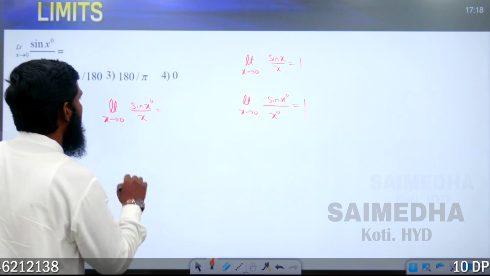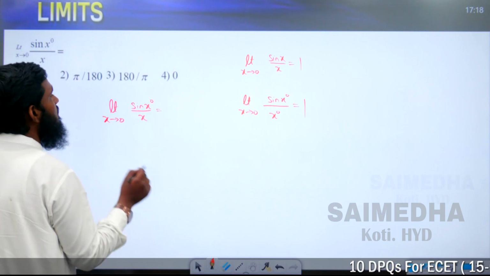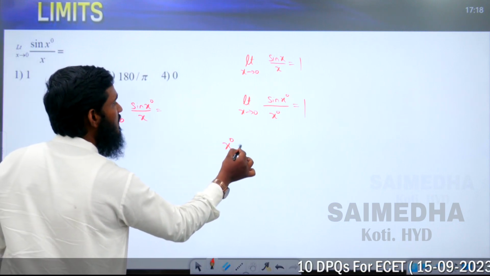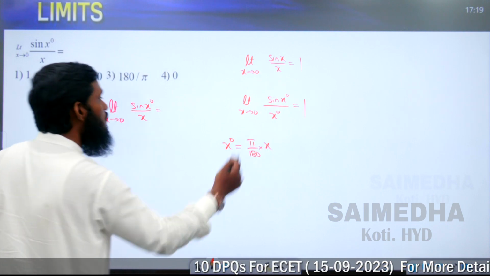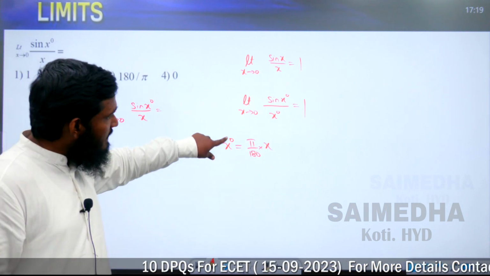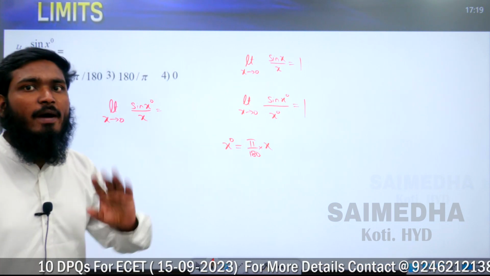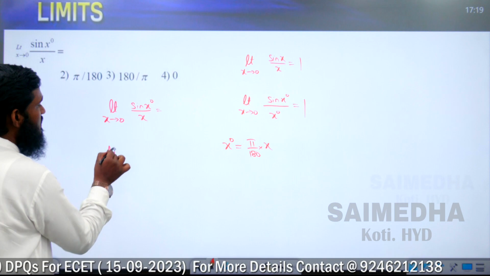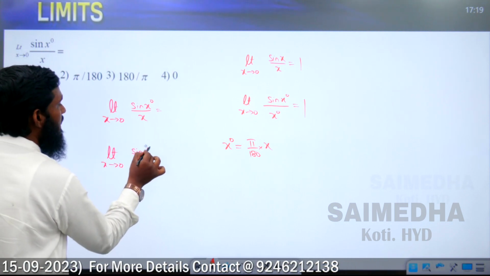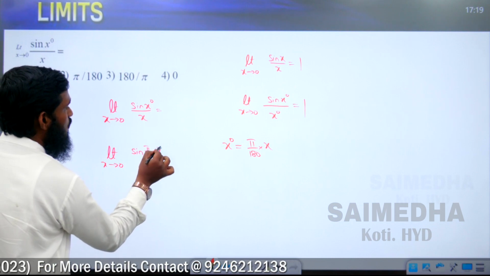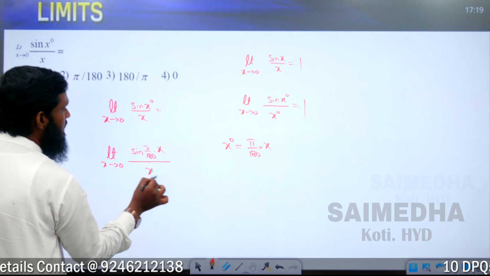So what do we have to do now? Listen carefully. Whenever we convert from degrees to radians, we have to multiply x degrees by pi by 180, that is, pi by 180 into x. So if you want to convert this x degree into radians, we multiply with pi by 180. Now the question looks like limit x tends to 0, sin of pi by 180 into x, divided by x.